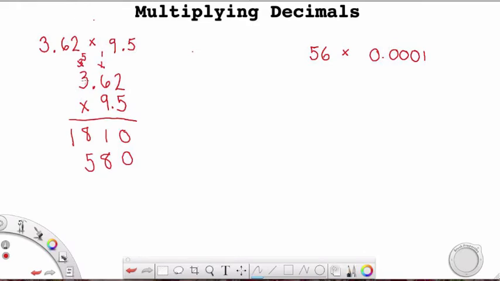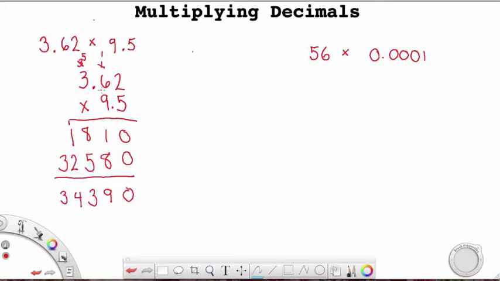Now 9 times 3 is 27. 27 plus 5 is 32. Put my 2 there and my 3 there. Then just like regular multiplication, we have to add these. 0 plus 0 is 0. 1 plus 8 is 9. 8 plus 5 is 13. Carry the 1. 1 plus 1 is 2, plus 2 is 4, and then I bring down my 3.